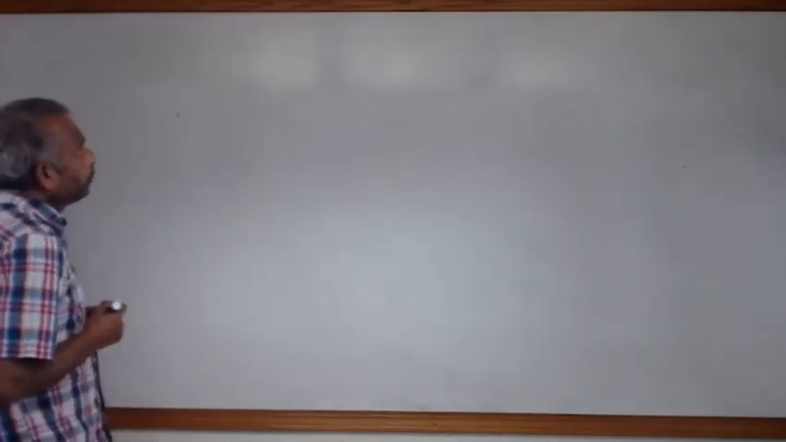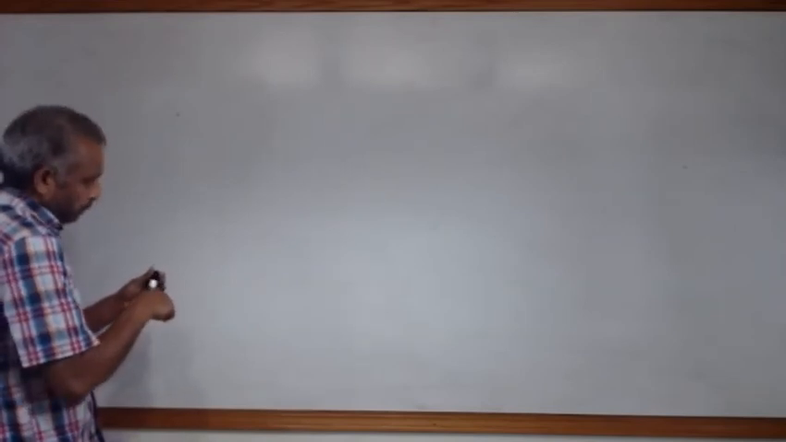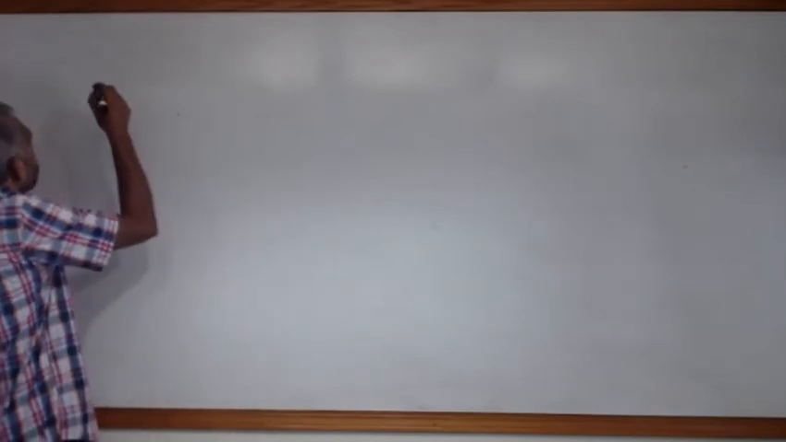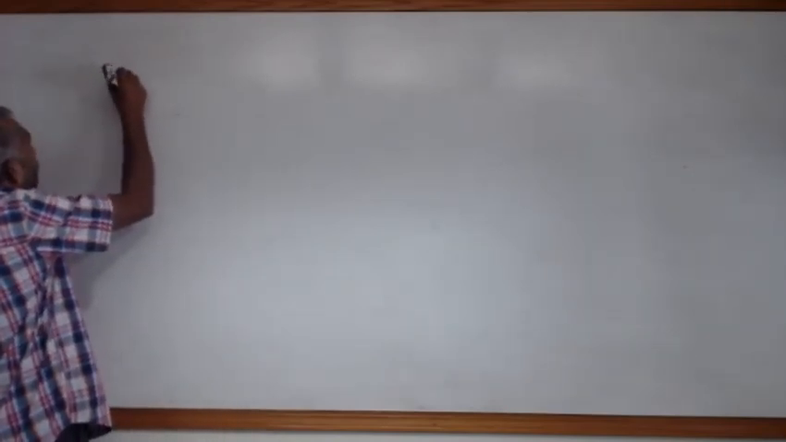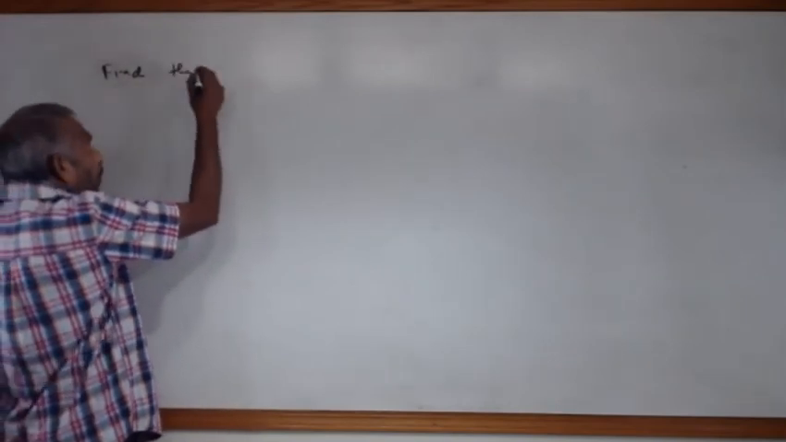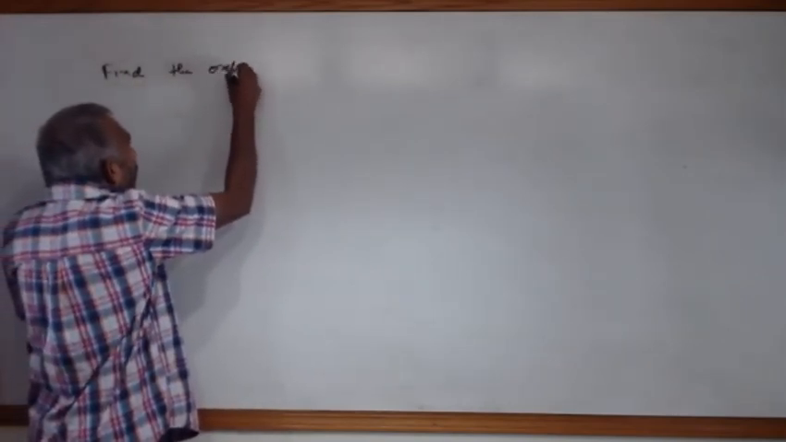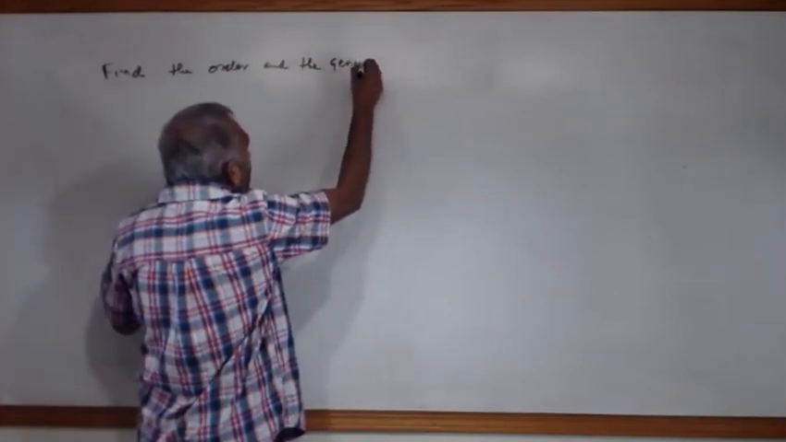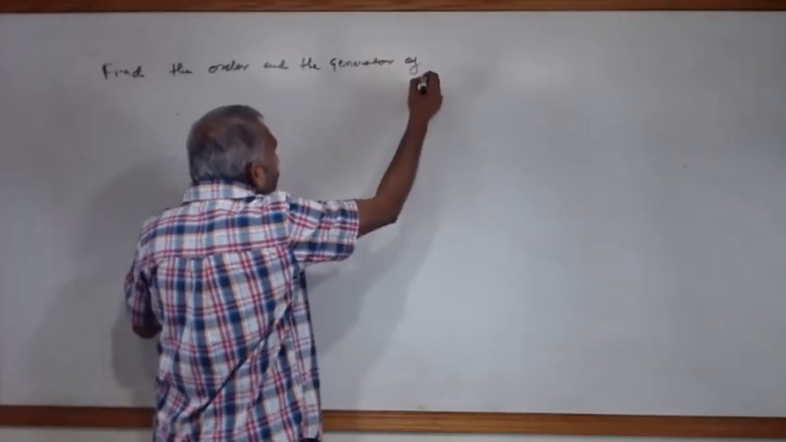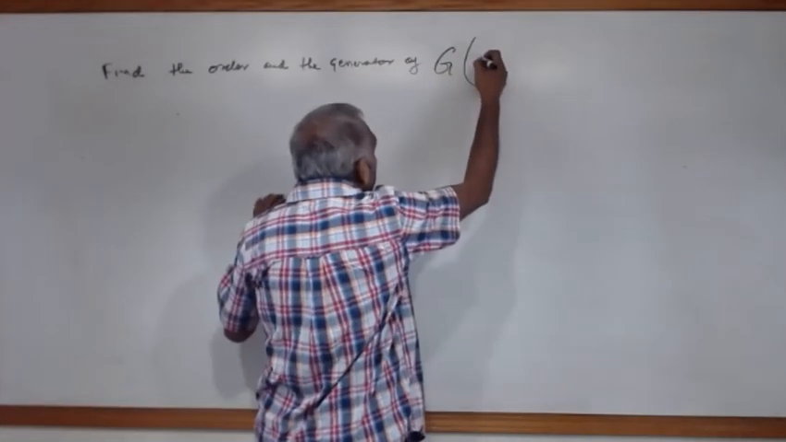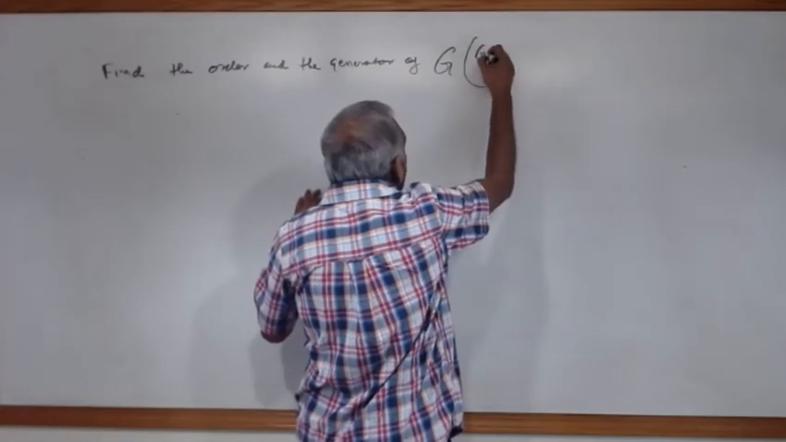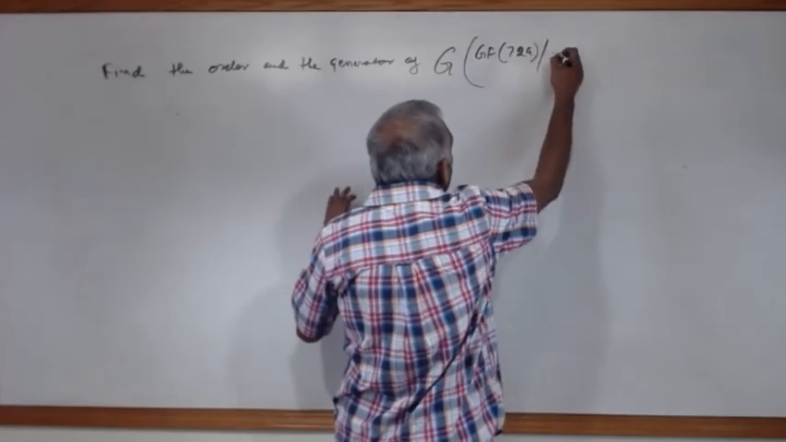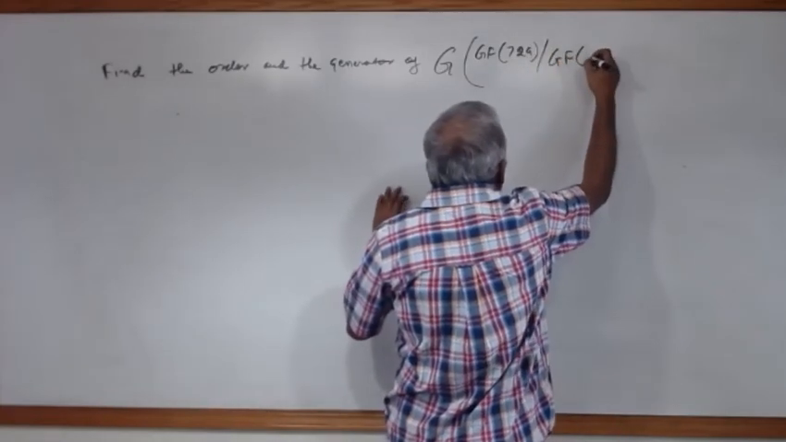Let us do a problem on finite fields. So find the order and the generator of the Galois group of the Galois field of 729 over the Galois field of 9.